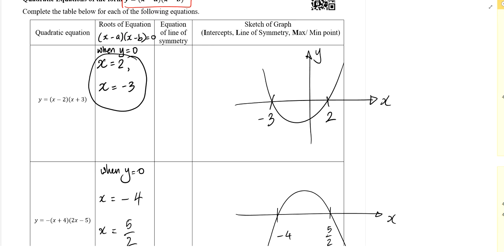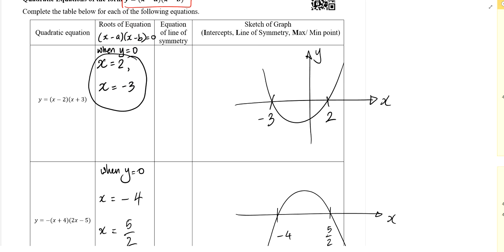Now tell me your minimum point. Is it on the left or the right side of the y-axis? Look at your minimum point. It must be the left side, isn't it? Can you tell me the x-coordinate of the minimum point? Since it is symmetrical, the minimum point must be in the middle of the 2 x-intercepts, right? So what is in between negative 3 and 2?